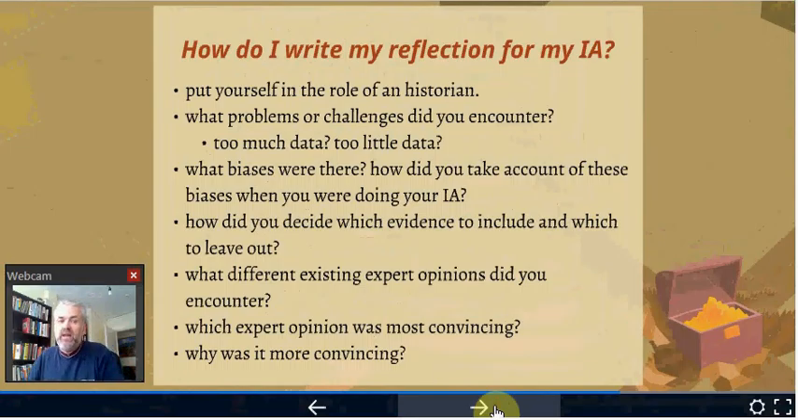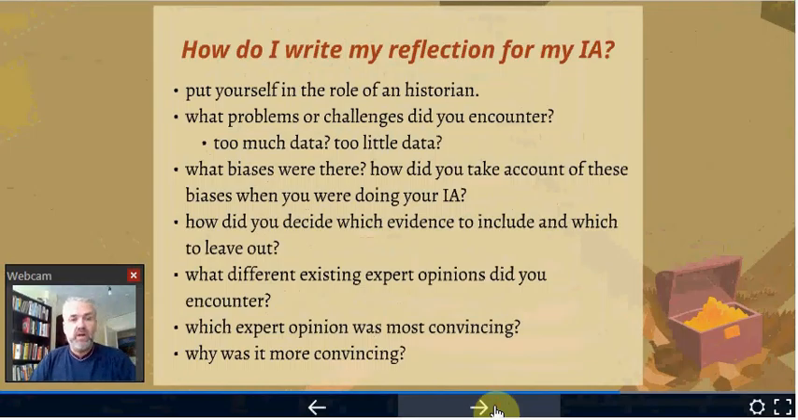Maybe there was too little data. Maybe you were doing a topic that hasn't been written about very much at all, and you had to try to balance that out with statistical data or other raw primary sources because the amount of secondary analysis was lacking. That's something else you could mention in an IA.